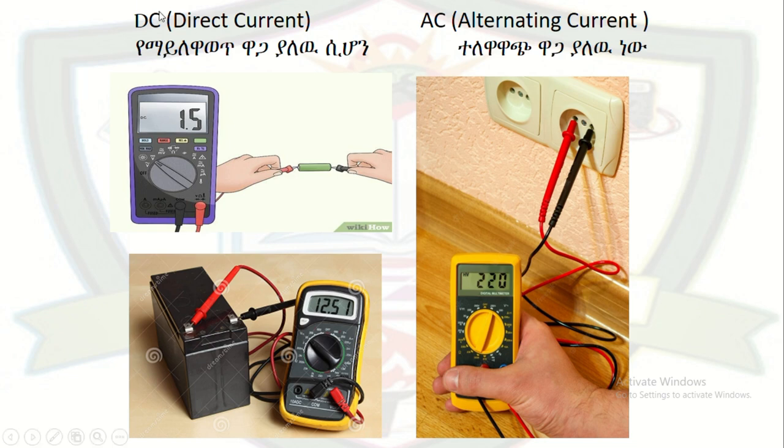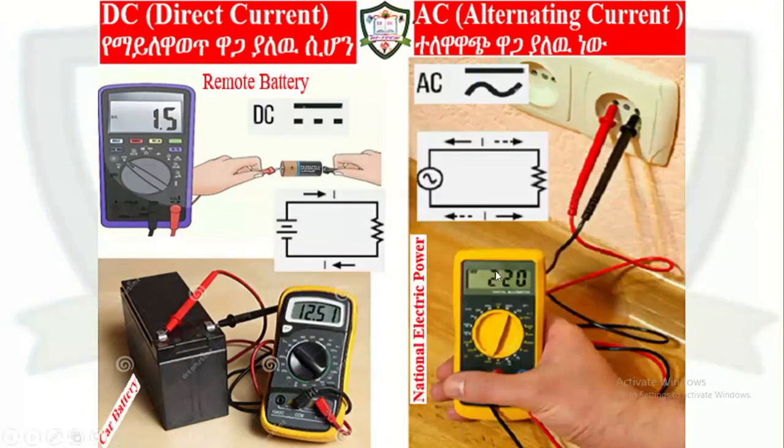Also, current can be direct current or alternating current. Direct current we get from batteries of different kinds, such as a CMOS battery or a remote battery. This is a car battery. This is DC. This is AC from the national electric power, and most of the time this AC is 220. Here is a remote battery. As you can see, this is DC, meaning direct current. The flow of current is in one direction, straight.